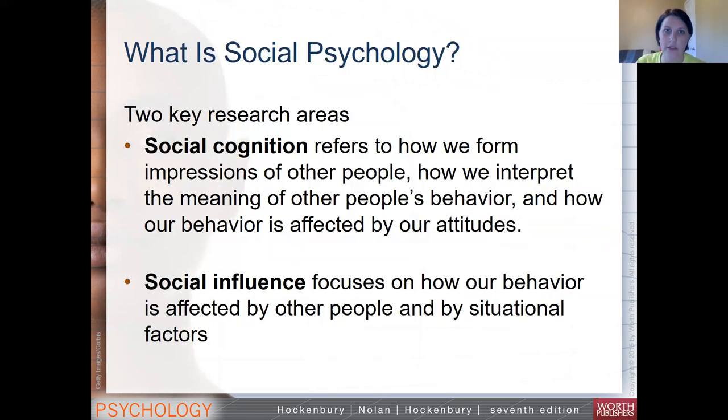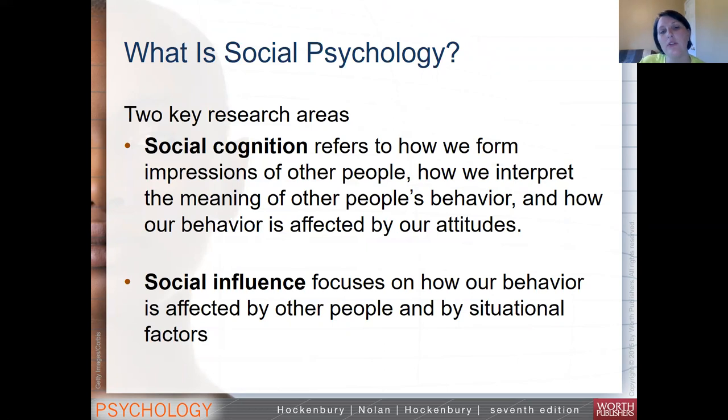There are two major areas in social psychology where we do research. One is social cognition, and the other is social influence. Social cognition is how we look at other people, how we are able to categorize them, and how we form impressions of other people and who they are. How do we understand other people's behavior in relationship to ourselves? And how do we create ideas about things, and how are our own behaviors affected by our attitudes about particular things? We're going to get into attitudes and attitude change in a little bit.